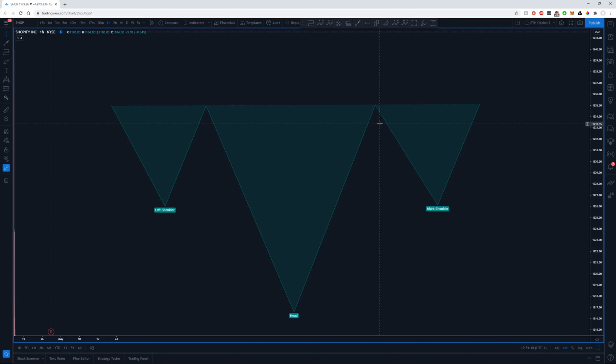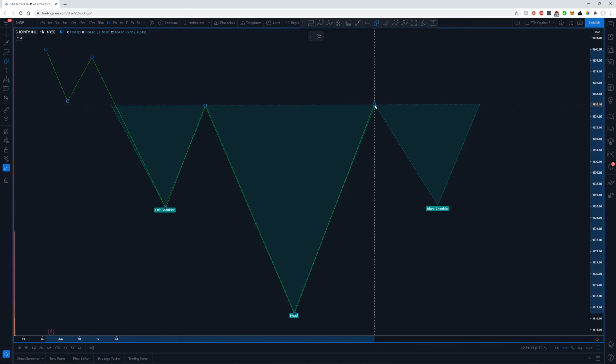And now for our sixth and final pattern, it's known as an inverted head and shoulders. It's the exact same thing as a head and shoulders, but it's upside down and it comes at the bottom of a downtrend. And it would signify the end of the downtrend and the start of the uptrend.